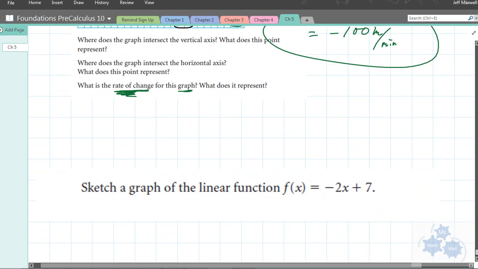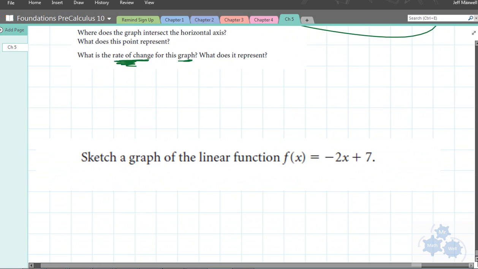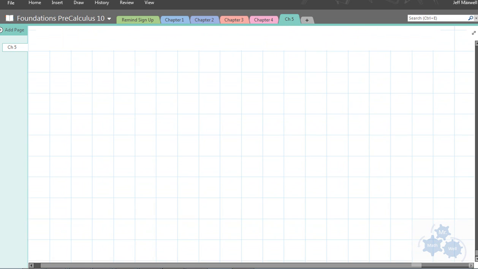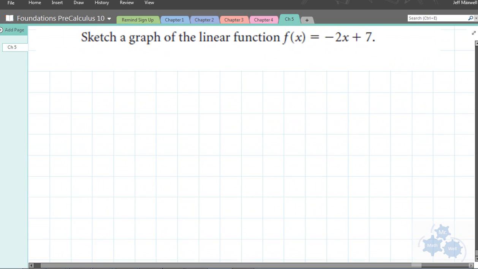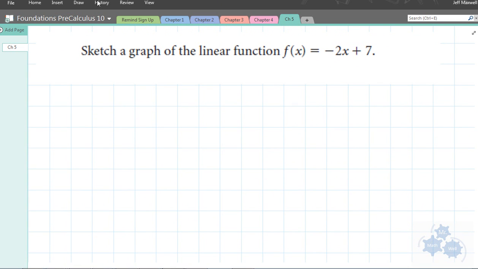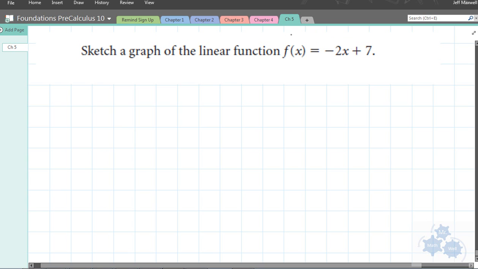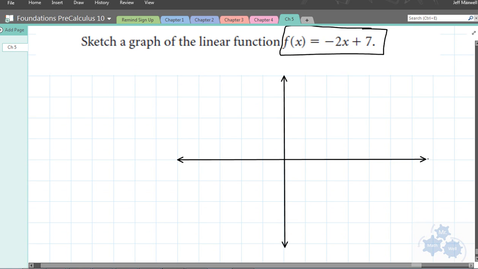It really is. Okay? The second part of this lesson involves sketching a graph of a linear function that's given. So we are now going to use other features of the graph to sketch. So draw a little coordinate plane graph in your notes like this. Label that x, label that y.